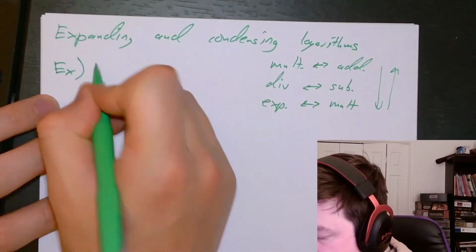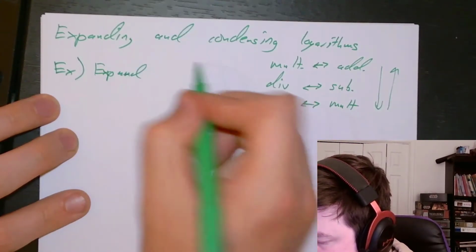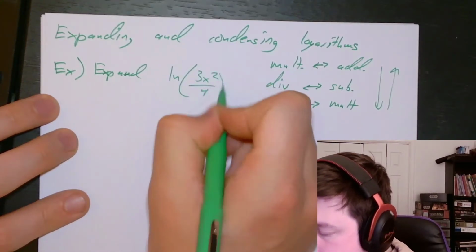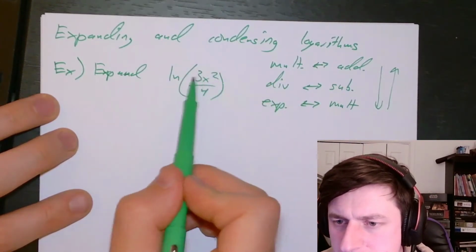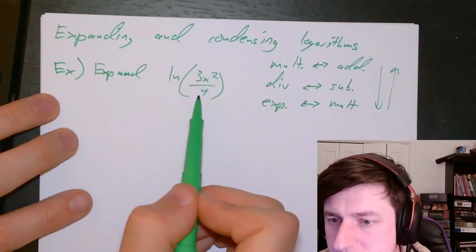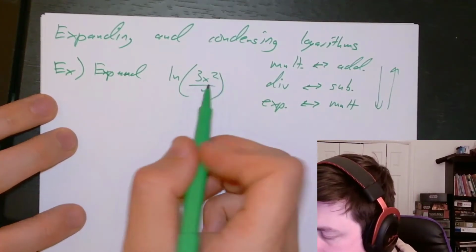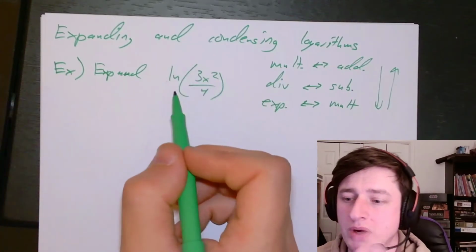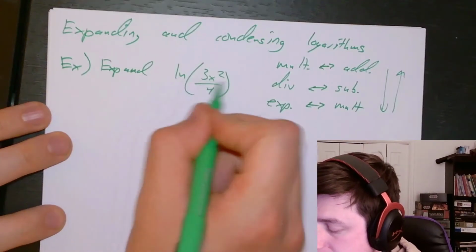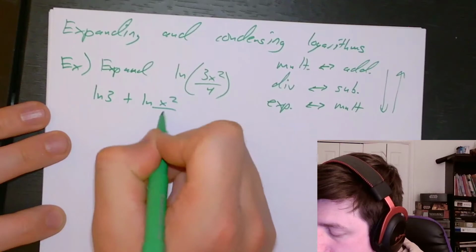Right, so if we want to expand the natural log of 3x squared over 4, we're going to take the multiplication between these two numbers, turn it into addition. We're going to take the division between these numbers, turn it into subtraction. And we're going to take this exponent and turn it into multiplication. So we're going to end up with more than one logarithm. We're expanding it. We're taking one logarithm and turning it into multiple. So I'm going to take the natural log of 3 and add it to the natural log of x squared over 4.